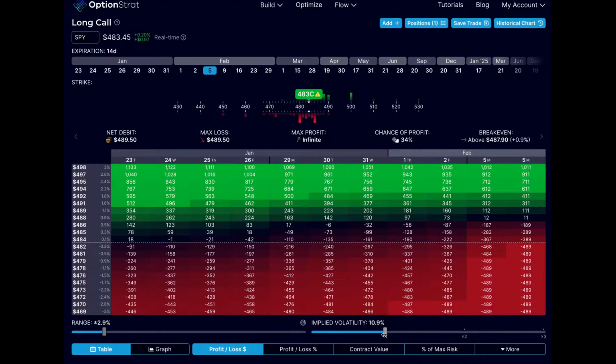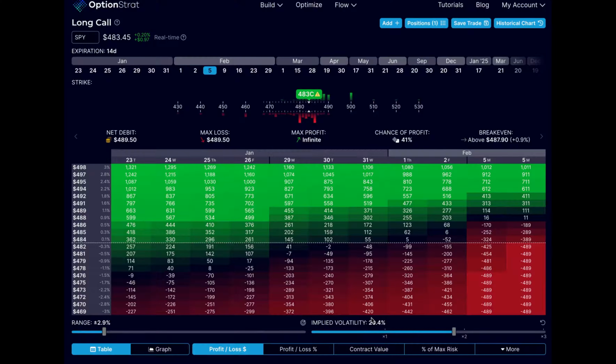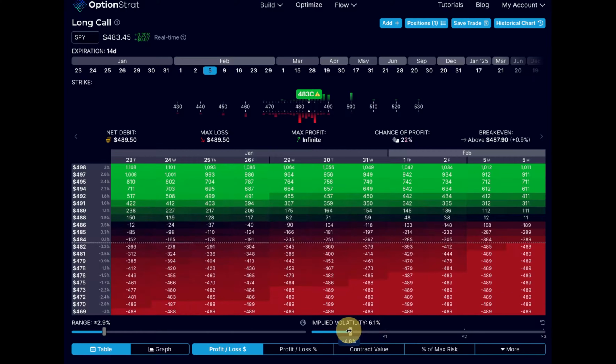So if I am in this position and implied volatility spikes, we can see if implied volatility goes up to 20% and the market doesn't move at all, the market stays at 484, the profit in my options trade, the long call in this case, increases by $362. Likewise, if volatility drops out of this, I can see that if volatility drops down to 6%, well, I'm going to be down $152. So as options traders, it's critically important that you understand how volatility factors into your trade as well.